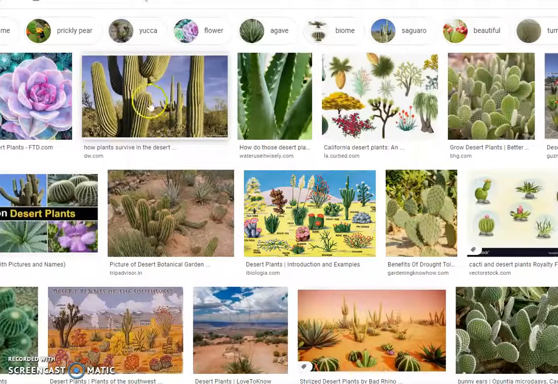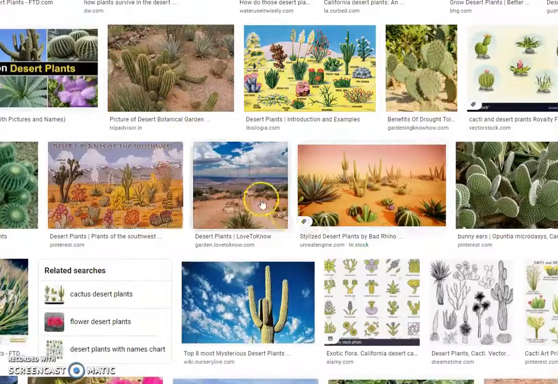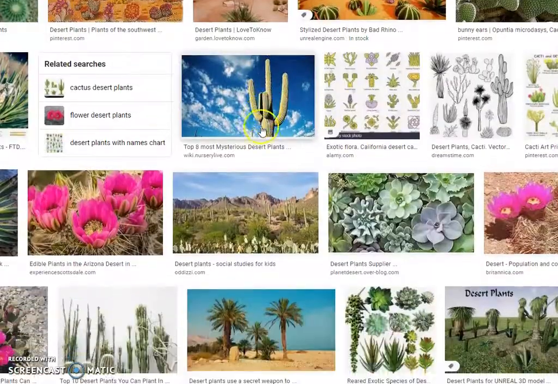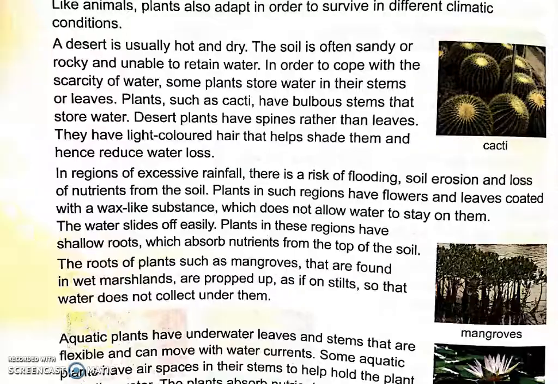See, they usually do not have leaves, they have spines. This is a cactus. They have spines so that they can store the water and water is not evaporated from it. So this is how desert plants survive in scarcity.